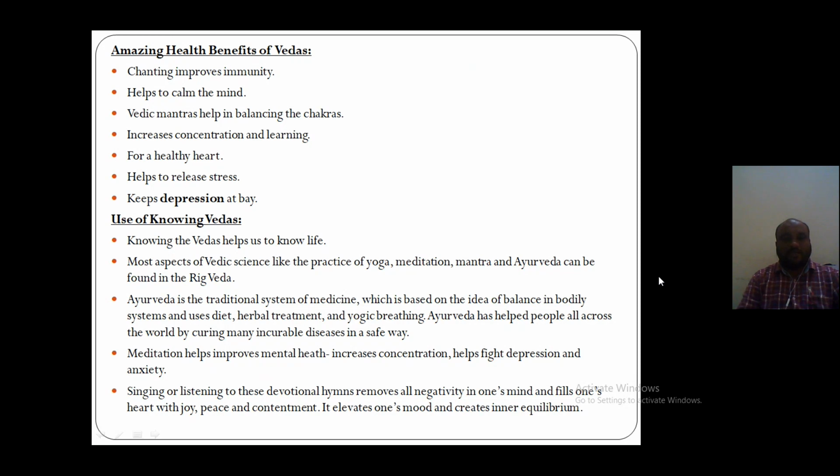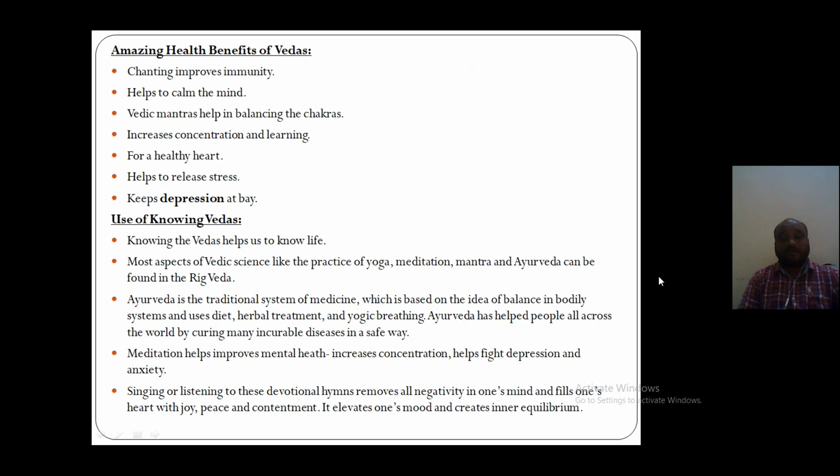Use of knowing Vedas. Knowing Vedas helps us to know life simply. Most aspects of Vedic science, like the practice of yoga, meditation, mantra, and Ayurveda, can be found in Rig Veda. Ayurveda is the traditional system of medicine which is based on the idea of balance in bodily systems and uses diet, herbal treatment, and yogic breathing.